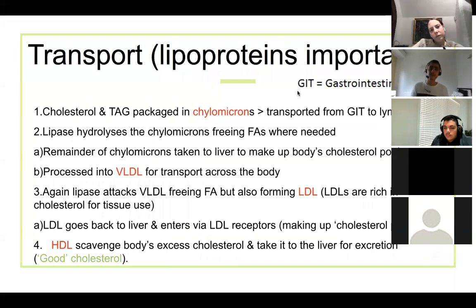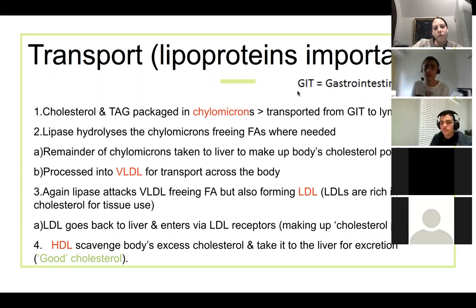They're the good ones. Here is how transport works and where these lipoproteins come into play, when we're trying to get cholesterol and triacylglycerols around the body to where they're needed. We start off with them in the lymph, in chylomicrons. Then we have lipases, which are really aggressive, and they attack the chylomicrons. They free the fatty acids inside, and that's only when we're going to start using them, where they're needed.